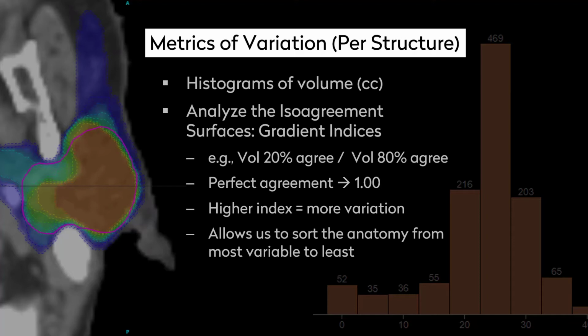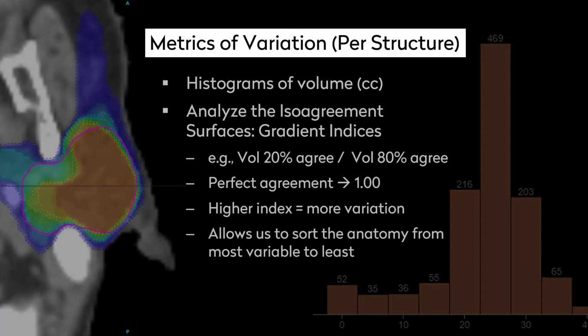Then you really want to start analyzing the isoagreement surfaces. And here we want to use the thing that we use in radiation therapy when analyzing surfaces of doses or surfaces of structures, and that would be the gradient indices. So if we looked, for example, at the ratio of the volume of a 20% agreement line versus the volume of an 80% agreement line, that would be a single number. For a perfect consensus population, that would be a step function gradient, and this number would asymptotically approach 1. So the larger this number is, or the higher the index is, the more variation.